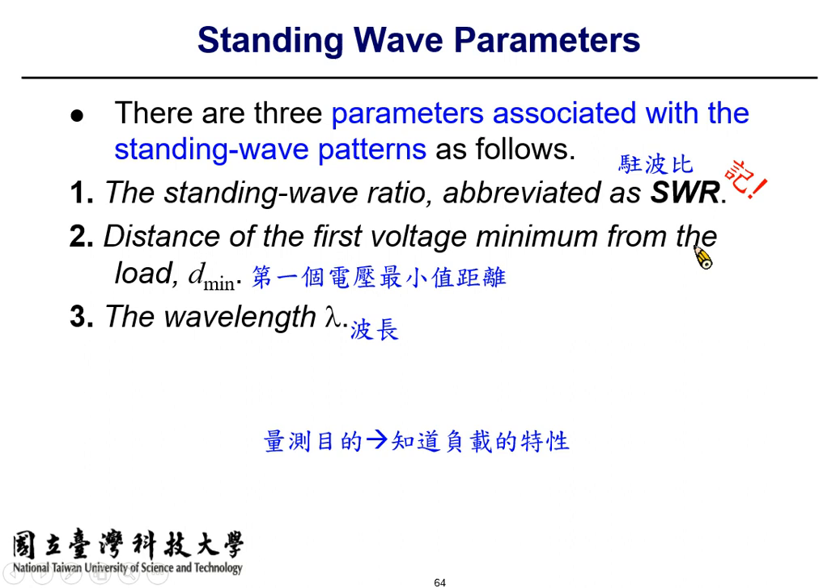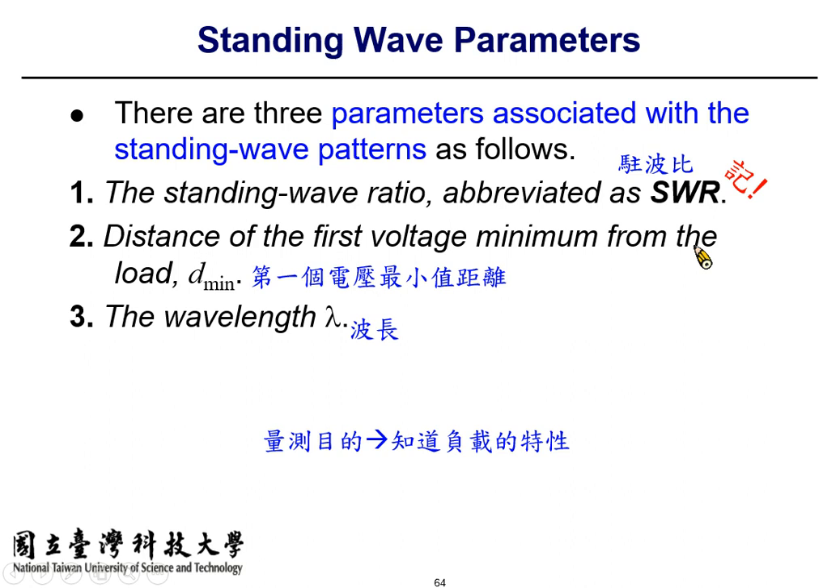At the load, at the termination. So as D increases, the total voltage will move to, for this case shown, the total voltage will reach maximum first. Then with another quarter wavelength, it will reach its voltage minimum. Okay? And you shall have D minimum.